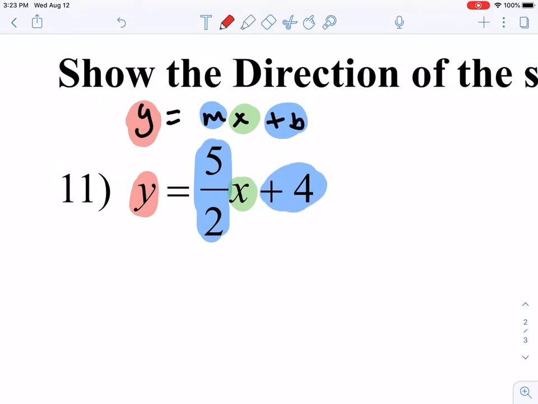So if I'm going to state my m, I will write m equals, and I'm going to write the stuff that's in blue, 5 over 2.